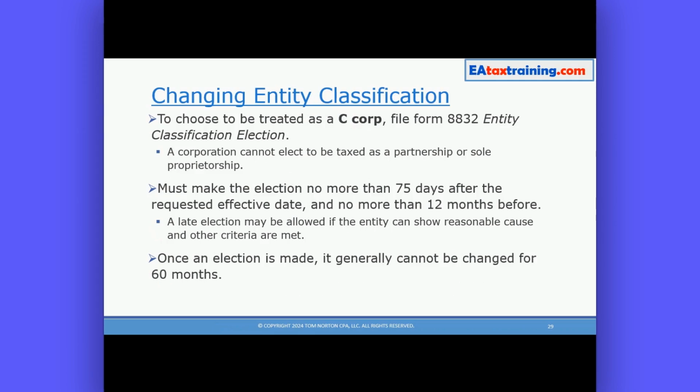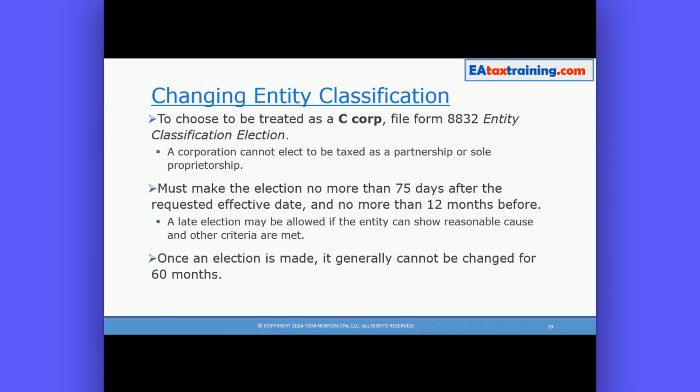So they can choose to be treated as a C Corp by filing Form 8832, Entity Classification Election. And keep in mind, a corporation cannot choose to be taxed as a partnership or sole proprietorship. So it doesn't work the other way around. An LLC or an LP or LLP, etc., can choose to be taxed as a corporation, a C Corp or an S Corporation. But a corporation cannot elect to be taxed as a partnership or as a sole proprietorship.